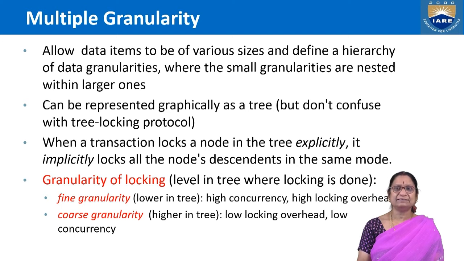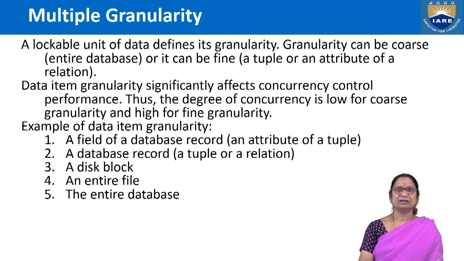Fine granularity means lower in the tree structure: high concurrency, but high locking overhead. In the case of coarse granularity, it is higher in the tree structure, so low locking overhead, but concurrency is also at a low level. So what is multiple granularity actually?